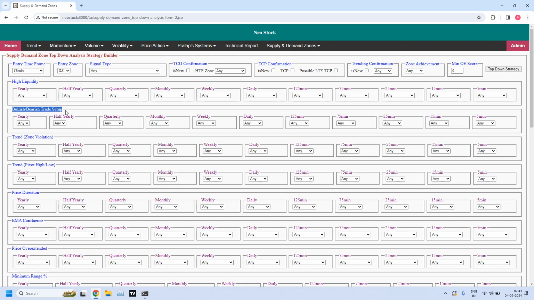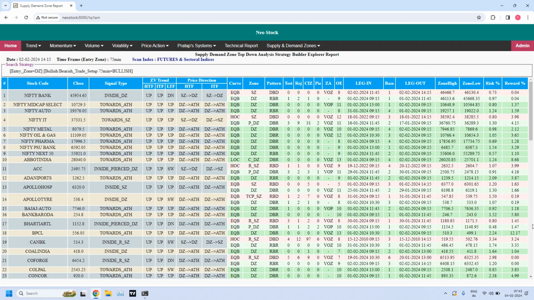So in the parameter bullish or bearish trade setup, now in 75 minutes, not daily, I have to select bullish trade setup. Now all our search criteria should be on 75 minutes only, because our entry time frame is 75 minutes. And moreover, it is a WIT trade, weekly income trade. In weekly income trade, the lower time frame zone, that is the LTF zone, is on 75 minutes. So let us generate. You get a big list.